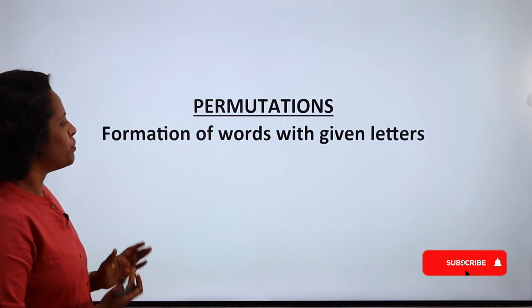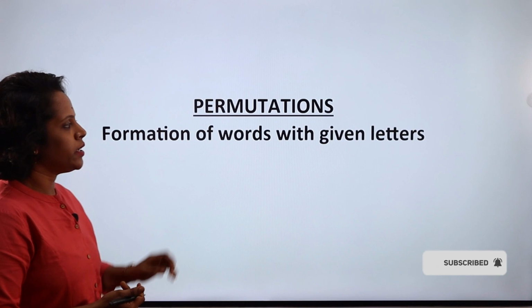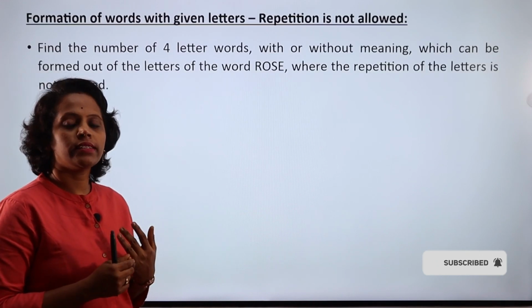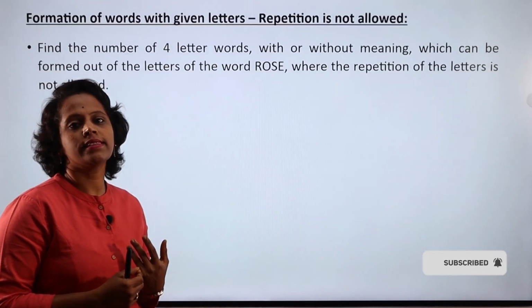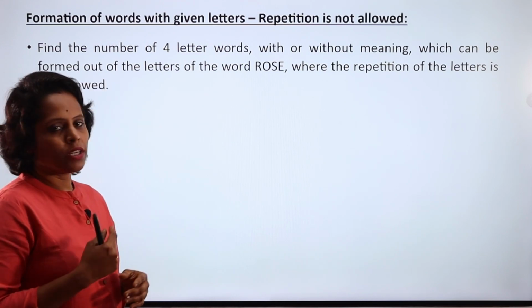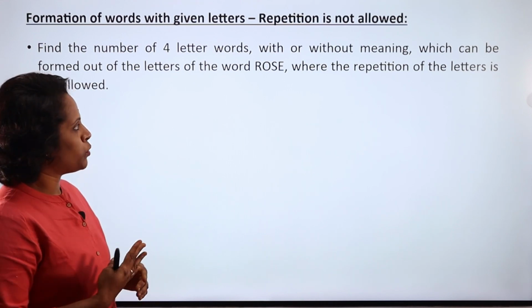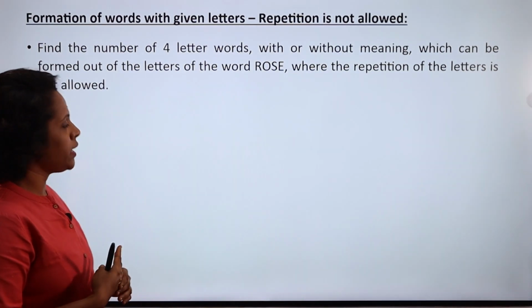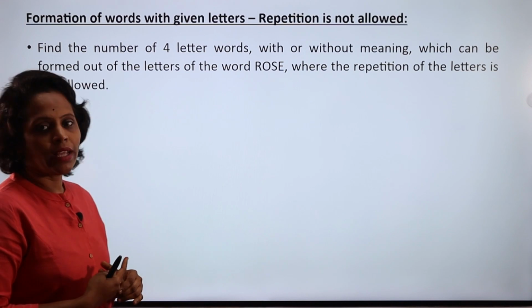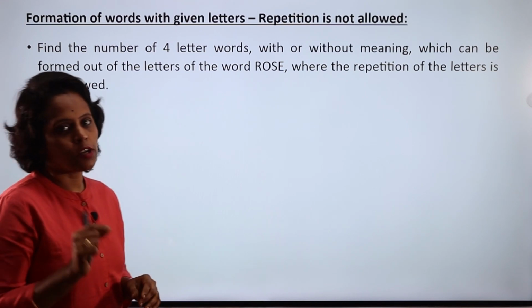Next topic, permutations: formation of words with given letters. Here we have two cases: where repetition of the letters is allowed and where repetition of letters is not allowed. Let's go with the first case, repetition is not allowed. Find the number of 4-letter words with or without meaning which can be formed out of the letters of the word rose, where the repetition of the letters is not allowed.